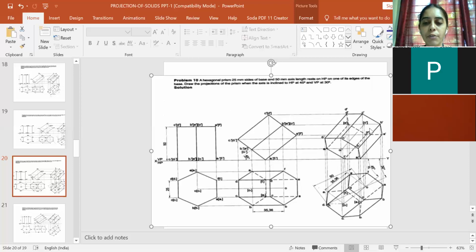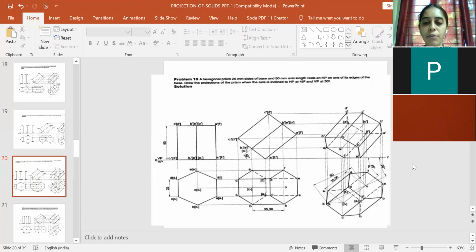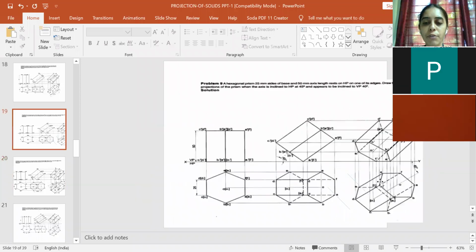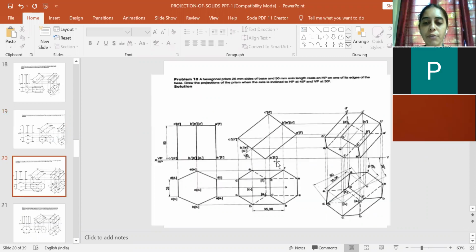So this is about how you have to solve the problem if it is a hexagonal prism where the axis is inclined to VP directly. If it appears to be, then we will solve the problem as in the previous case, where we directly shift the apparent length to the given inclination to VP, where beta angle determination is not needed. Only if the axis is inclined directly, then you have to determine the beta angle.